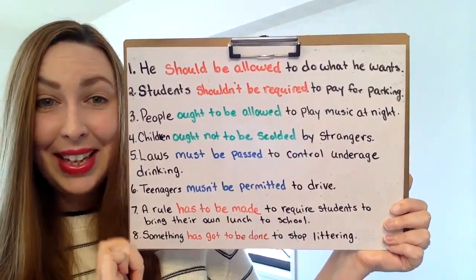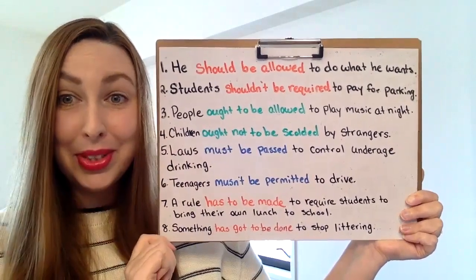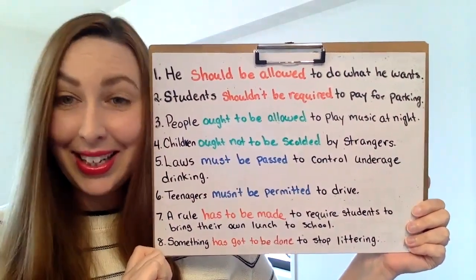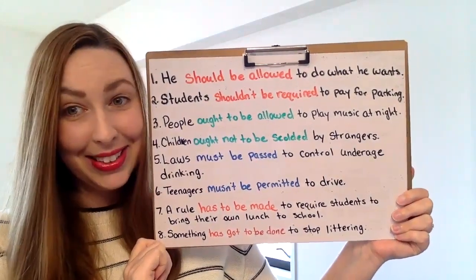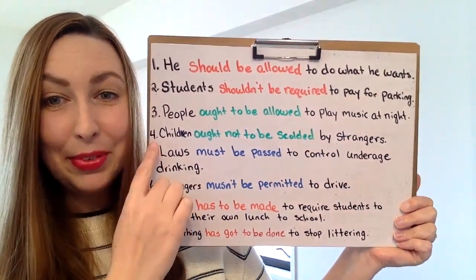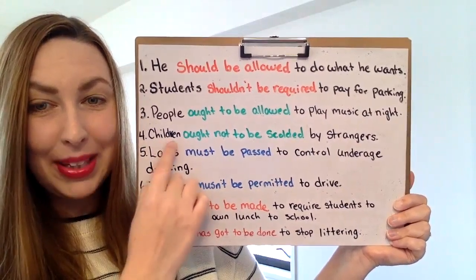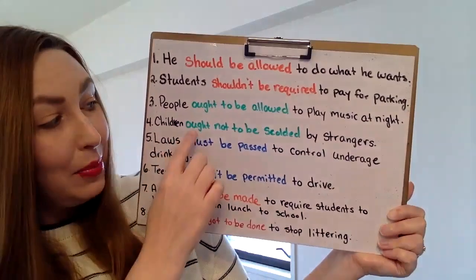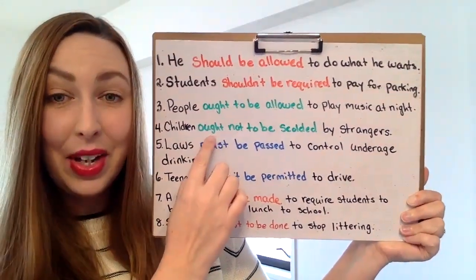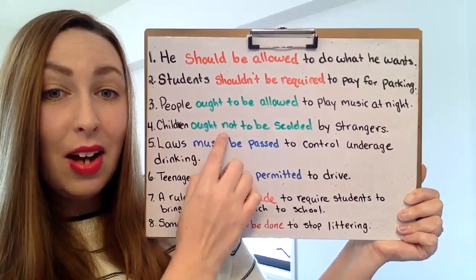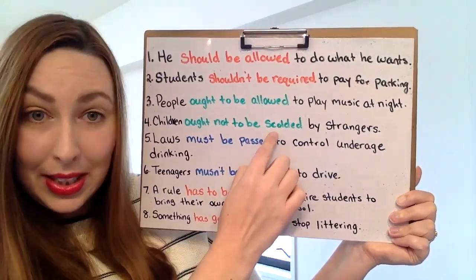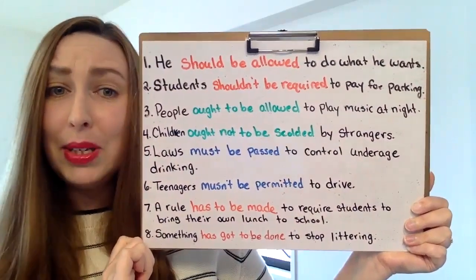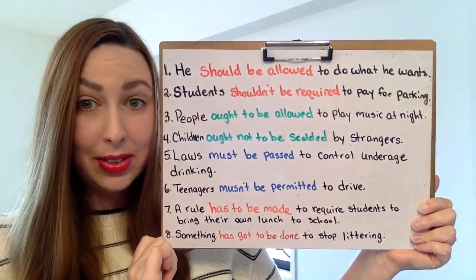Okay? So do you agree with number 3 or do you disagree? People ought to be allowed to play music at night. What do you think? Okay? Number 4, sorry, this is a little bit scrunched together. This says children, and then we have the negative. Children ought not to be scolded by strangers.